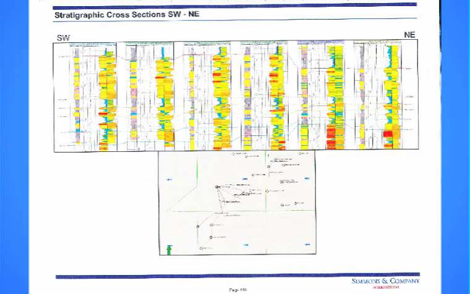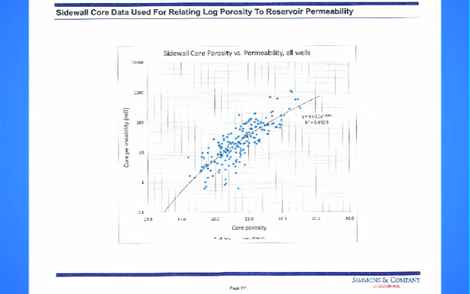The next image is the stratigraphic cross-sections southwest to northeast. This represents the facies profile of several wells, and it gives you a little bit better indication of the heterogeneity in the reservoir. The next image is the sidewall core data used for relating log porosity to reservoir permeability.